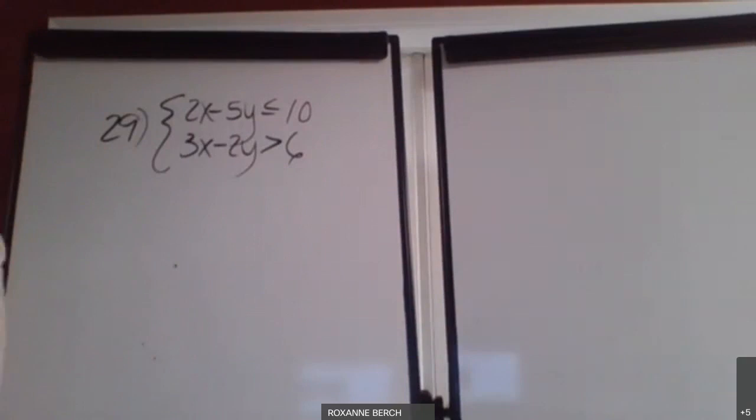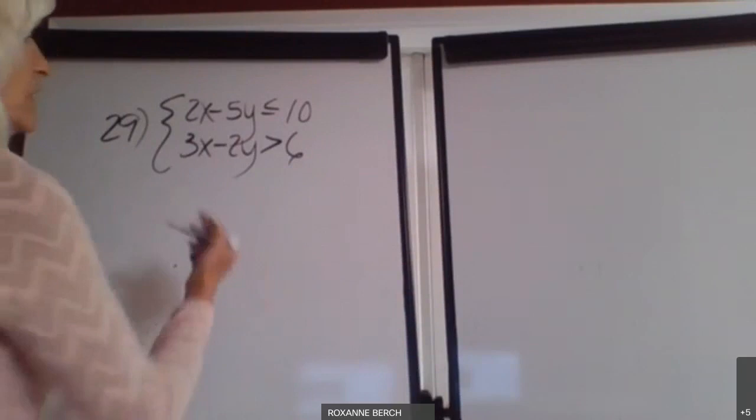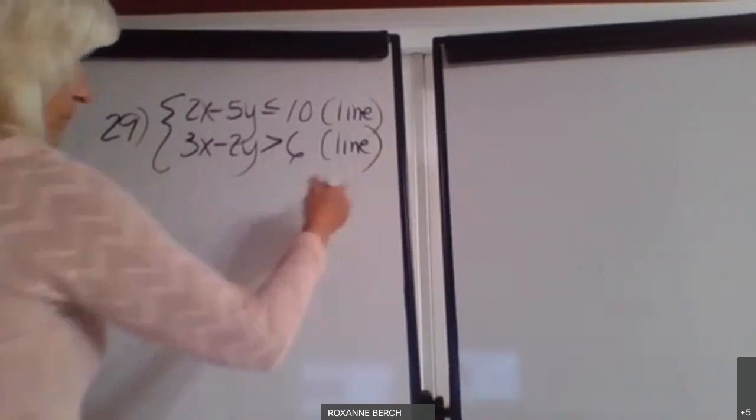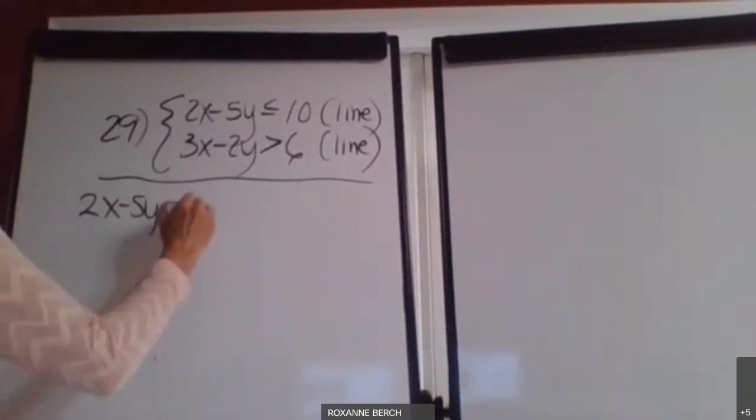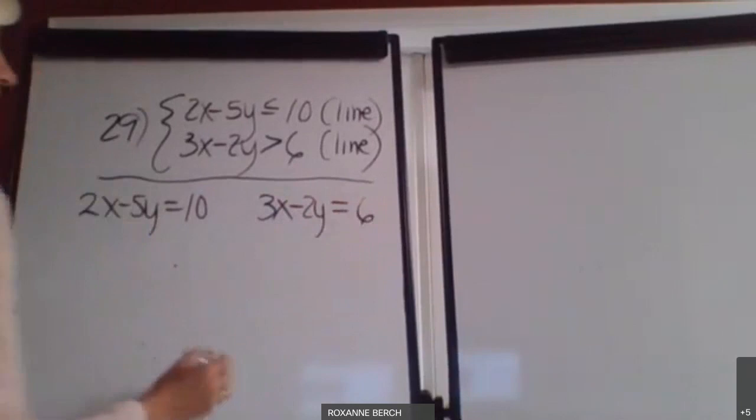All right. So the first thing I said to do was recognize what you have. Both of these are lines, and that's important because you don't want to graph a circle or a parabola or something. So what I said to do is just write equations. Don't worry about the inequality right now. We're just going to write 3x minus 2y is equal to 6, and we'll worry about the inequality in the second step.